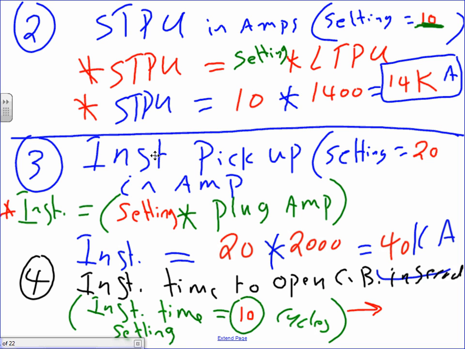Piece of cake, you take your 10 and divide it by how much? Gentlemen, 60, because there are 60 cycles in a second. So you take the number of cycles divided by 60, because there are 60 cycles in a second, and that will get you a healthy 0.167 second.